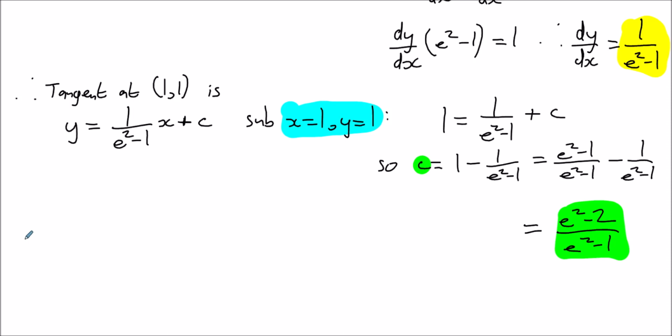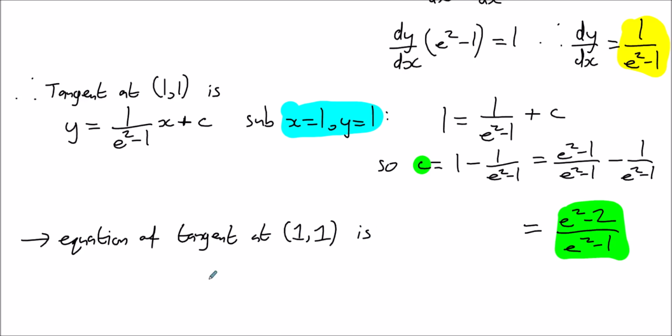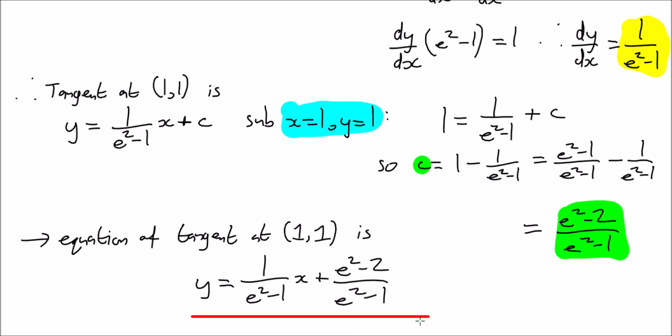So therefore conclude, the equation of the tangent at the point 1, 1 is therefore y equals 1 over e squared minus 1 x plus e squared minus 2 all over e squared minus 1. Then we're done.